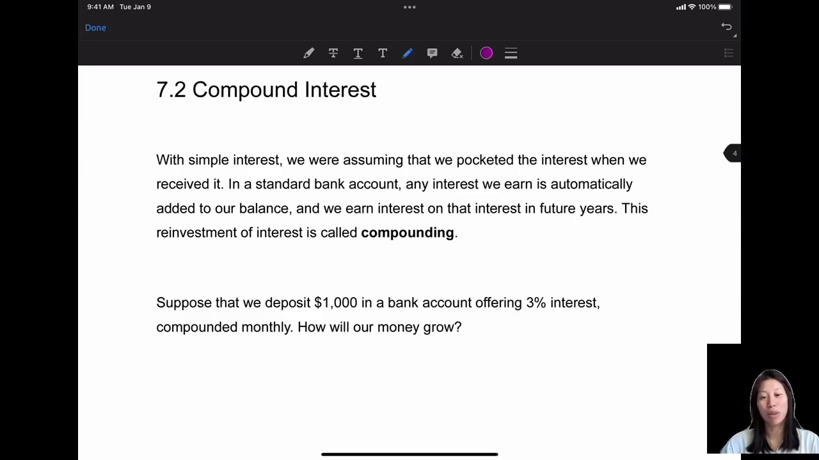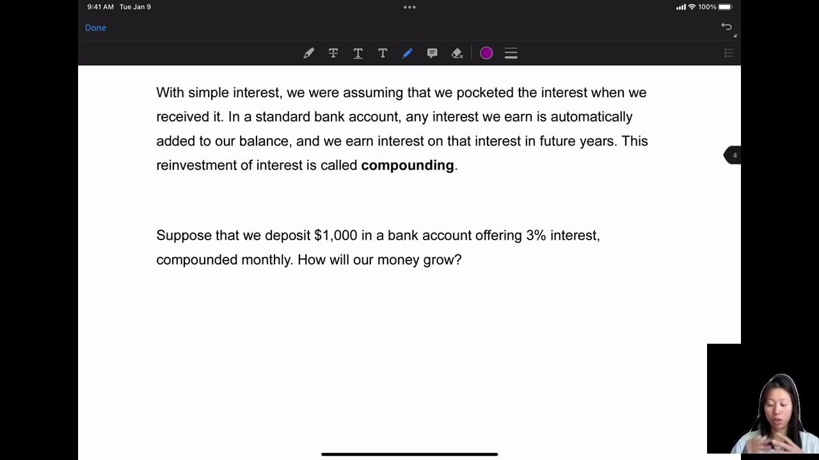So suppose that we deposit $1,000 in a bank account offering 3% interest, compounded monthly. How will our money grow? That's really interesting. Think about that. First of all, we need to think about what compounded monthly means.